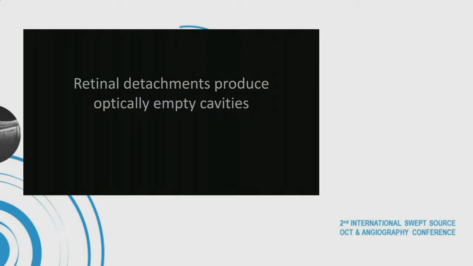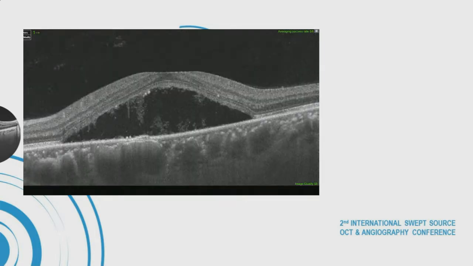Okay, so the first message here is that there are optically empty cavities in some eyes, and that's where you can go cave exploration, which is what speleology means. And retinal detachments, for instance, produce optically empty cavities. And here's an example, and those of you who are clinicians will have a hunch of what this is.